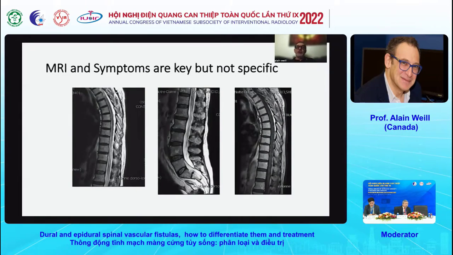Obviously, when you are speaking about spinal vascular malformation, MRI and symptoms, but mainly MRI, is key. But as we will see, it is not specific. Here, for instance, we have an MRI of the spinal cord, you see the conus here, which we would say is a typical aspect of a dural fistula. You see here the edema of the lower dorsal cord and of the cone. And when you look at the T1 post-gadolinium contrast, you see some vessels enhancing along the cord.